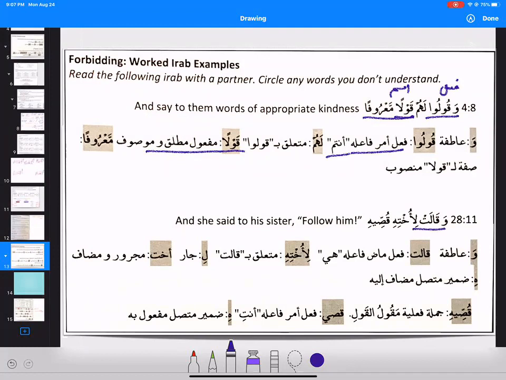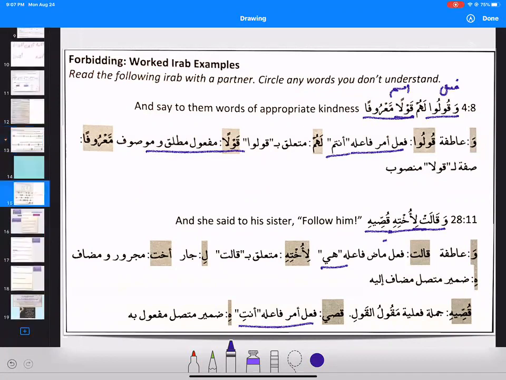So then we have qalat. Qalat is fi'lun madin, the fa'il is here. So she said li ukhtihi, to her daughter, kussihi. So kussihi, it is fi'l amr, fa'iluhu anti. So this is anti, kusina, kusi. This is how it is.